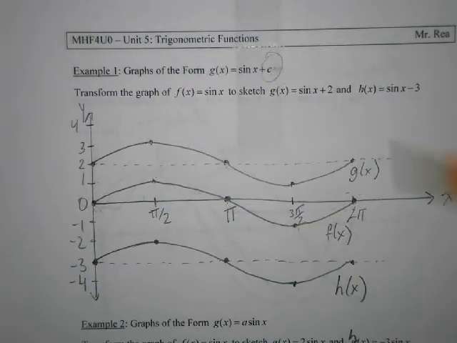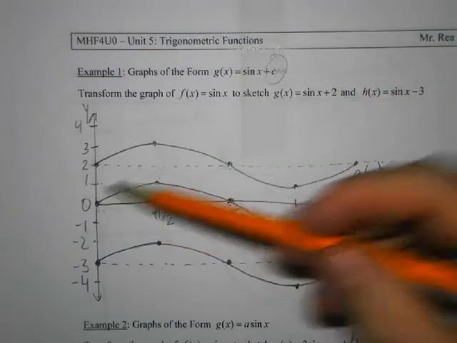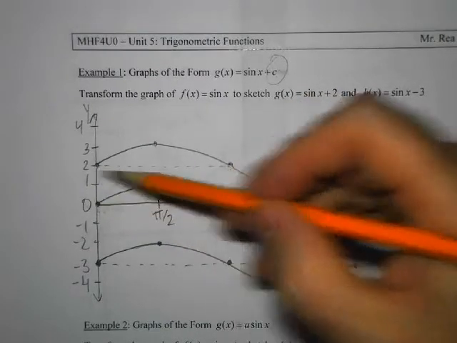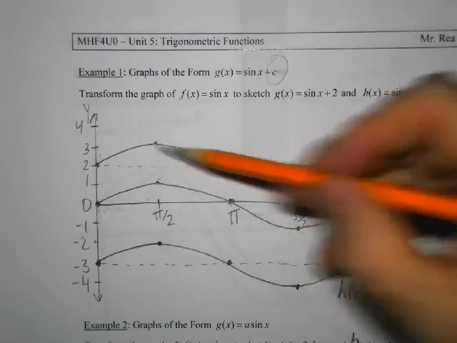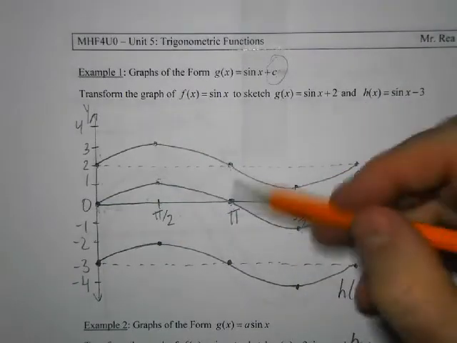And then when I do my next graph, for this graph g of x, I'm shifting the whole graph of f of x up 2. So you can think of it as just taking each of these 5 points and moving it up 2 units. So that went up 2, that went up 2, that went up 2. You can see there's a very defined distance between these graphs.